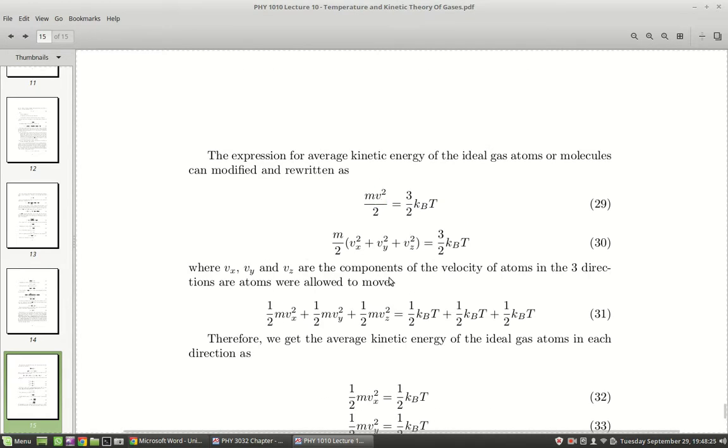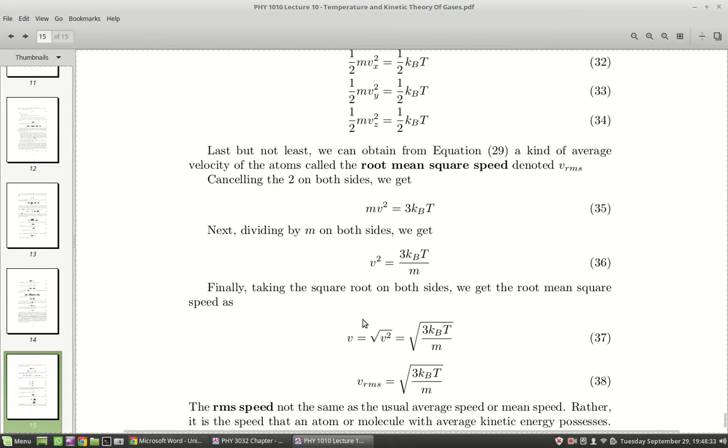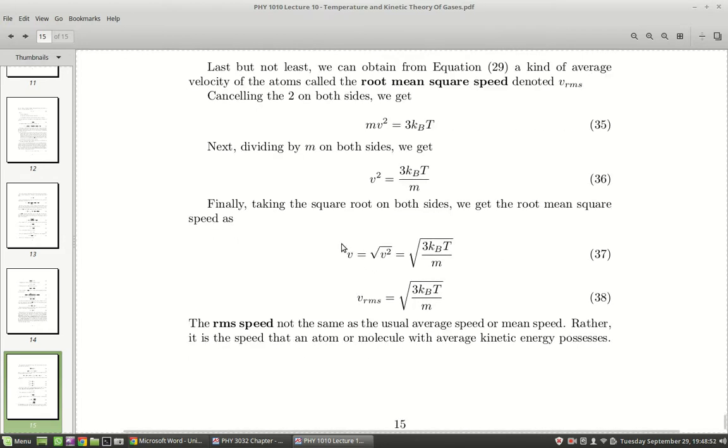The other thing we can do is, from this equation number 29, there's a 2 at the bottom. We can cancel out those 2s. If we cancel out the 2s, then we end up having mv squared is equal to 3 kbT, like this. Then we divide by m on both sides. We remain with v squared is equal to 3 kbT over m. When we take the square root of both sides, we end up with a value of velocity v, which is equal to the square root of 3 kbT over m. And this value of velocity is what we refer to as the root mean square velocity.